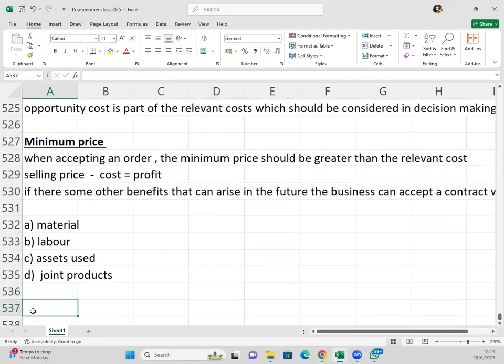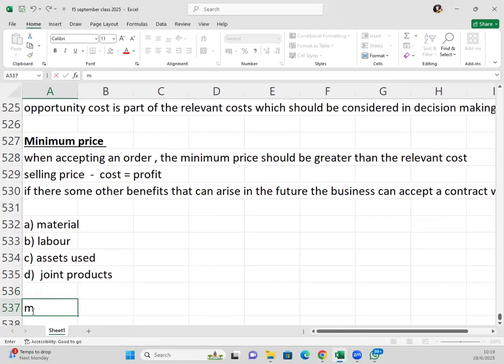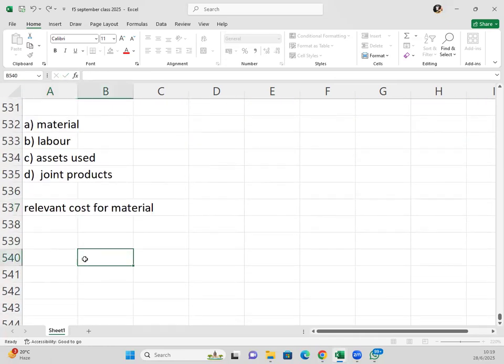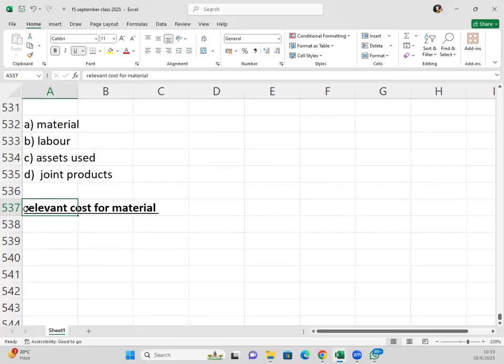So let's start with the relevant cost for material. When do we use this? For relevant cost for material, we are saying we have received an order, and this job order requires material.